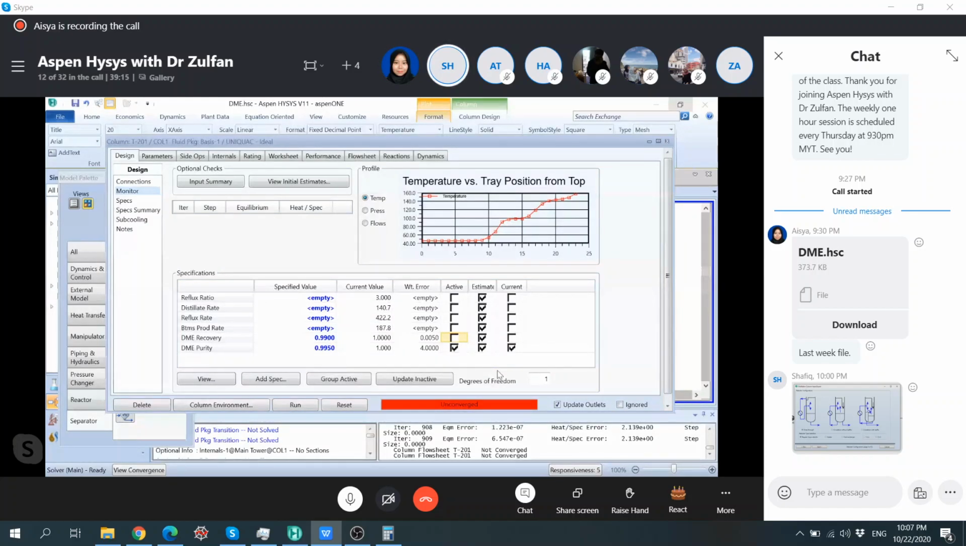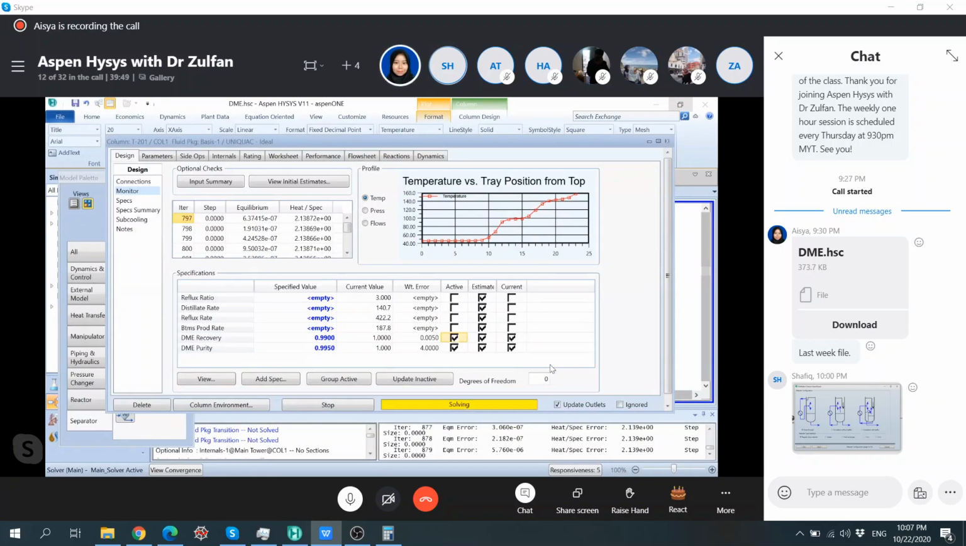So that means we are missing one active control in this case. That's why we have to tick 2, or we have to put 2 active specifications, so that HYSYS will then use this information, the specified values that we input, to solve the calculations. So you can just tick again the DME recovery. You can see the specified value is the value that we want, and the current value is the value that HYSYS is getting now.